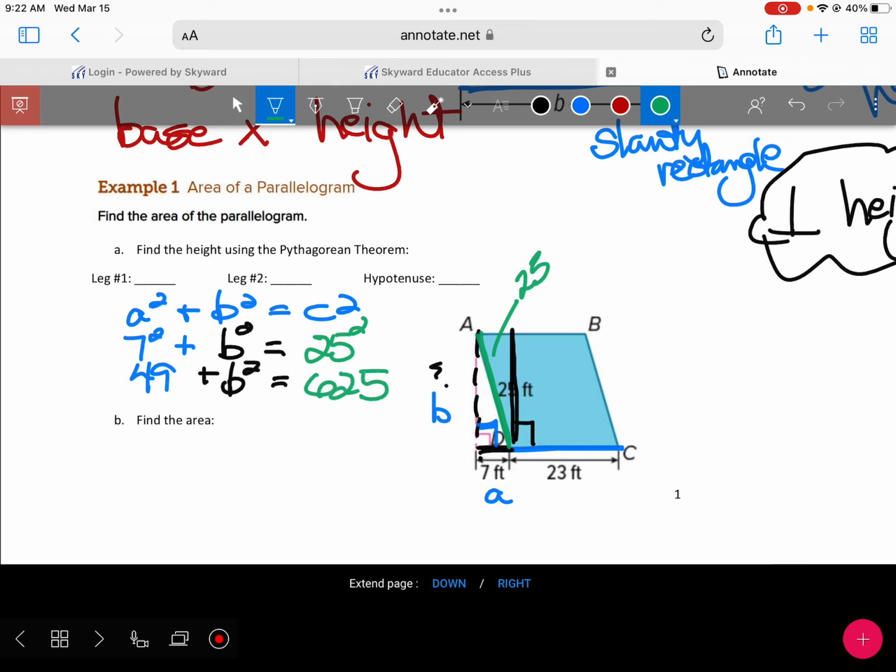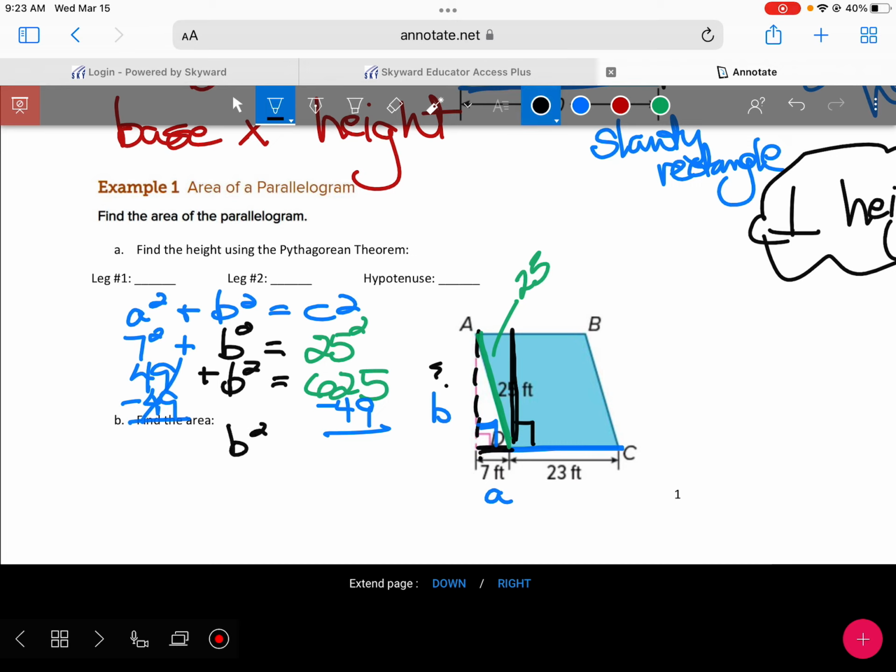Now, I don't want b squared though. Ty, you need to stay awake, okay? Come on. So I need to do what to get b by itself? Subtract 49, yes. So subtract 49 from both sides of the equation.